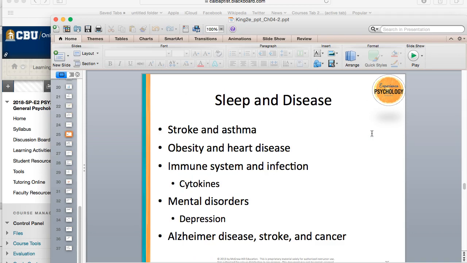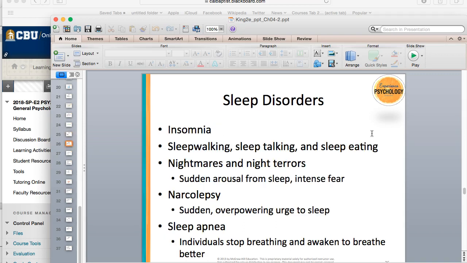Sleep and disease. So studies have shown that the lack of sleep has caused different diseases and things like that. So stroke and asthma, obesity and heart disease, immune system and infection, mental disorders, depression, of course, Alzheimer's disease, stroke, and cancer. So those are how sleep can impact diseases.